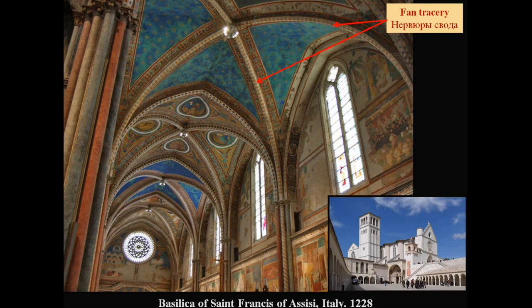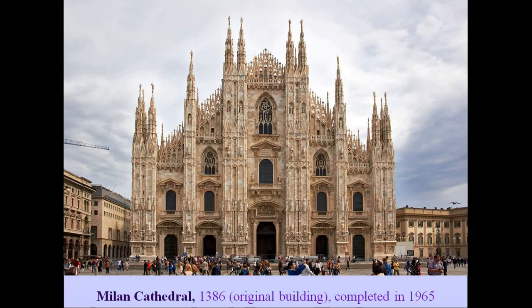So Gothic architecture is really very various. We can see it from the usage of architectural elements and through the way of their decoration. And here we consider the western facade of Milan Cathedral. The original building was founded in 1386 and completed in 1965. So by the way, you have already noticed that many churches of the Gothic period were built throughout centuries, and that really caused some interesting combinations of architectural elements.